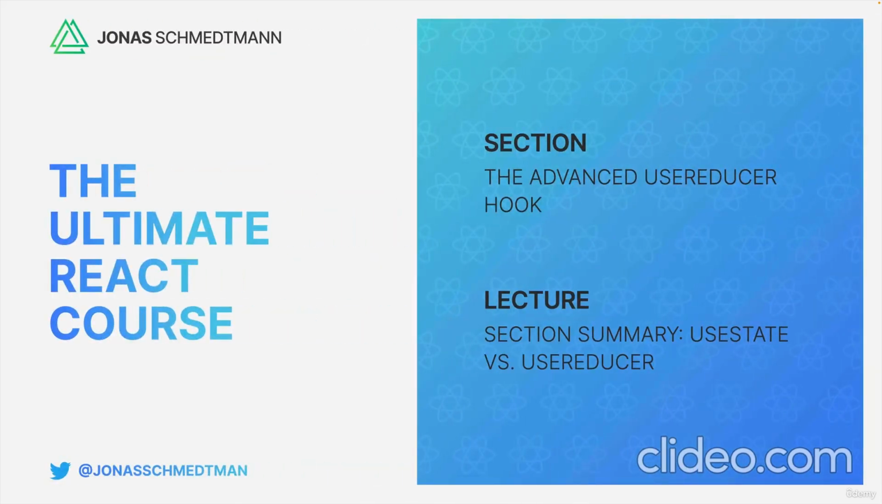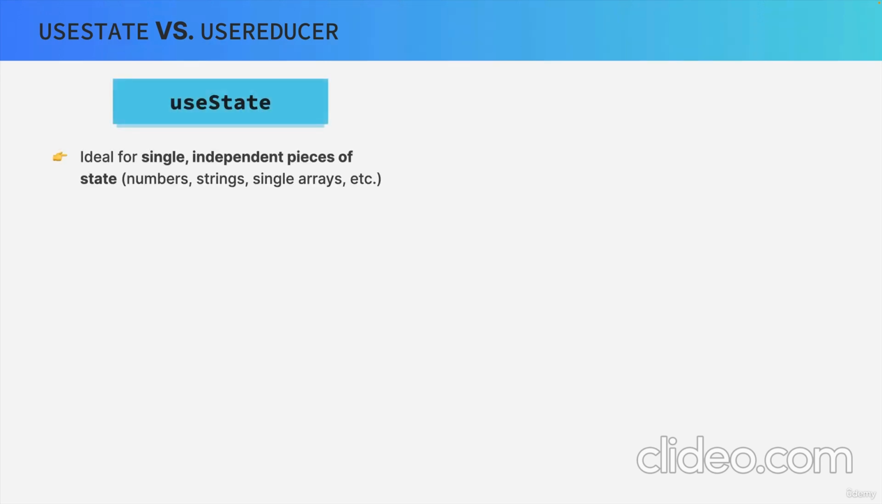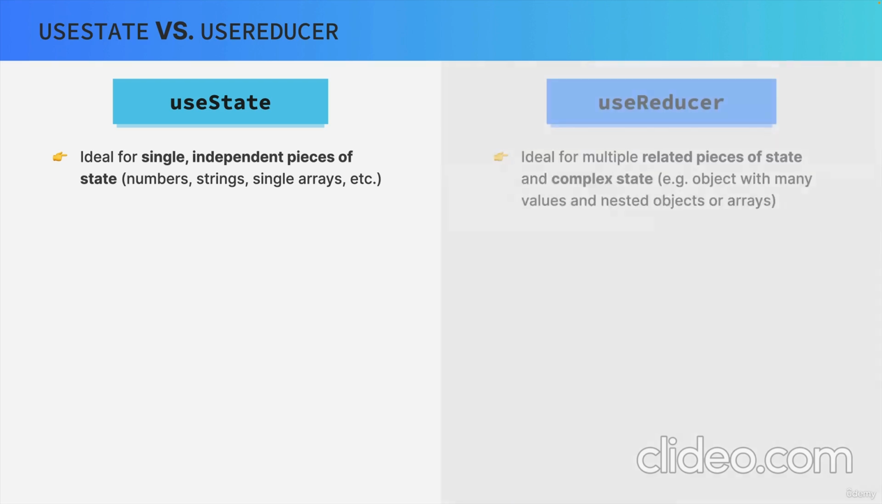To finish this section, let's review what we learned about useReducer by comparing it with useState, both in terms of how they work and when we should use each of them. So, as we already know, useState is ideal for single pieces of state that are independent from each other. So things like numbers, strings, and also arrays or simple objects. On the other hand, we reach for useReducer when we have multiple pieces of state that are related and dependent on each other, or when we have some really complex state on our hands.